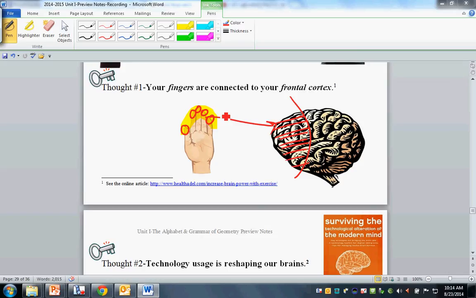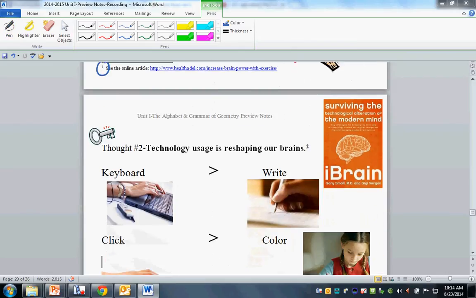Your fingertips, as you explore your world, as you draw, as you physically handle things, your brain is gathering information and processing it through your fingertips. If some of what I'm saying sounds insane, I have citations for everything, so you're welcome to look that up if you choose to. So that's thought number one. Your fingertips are physically connected to the thinking part of your brain, called your frontal cortex.